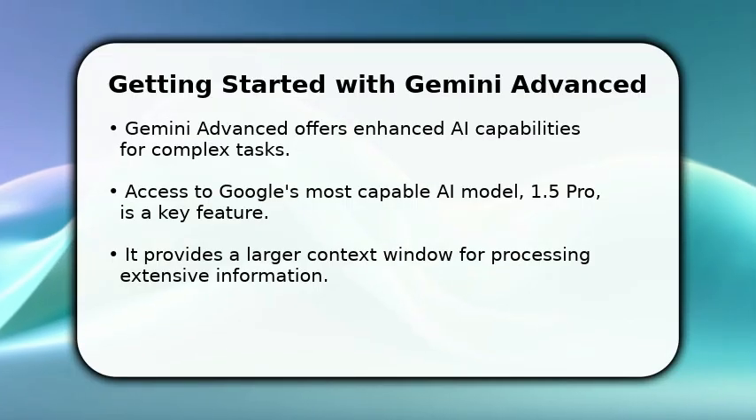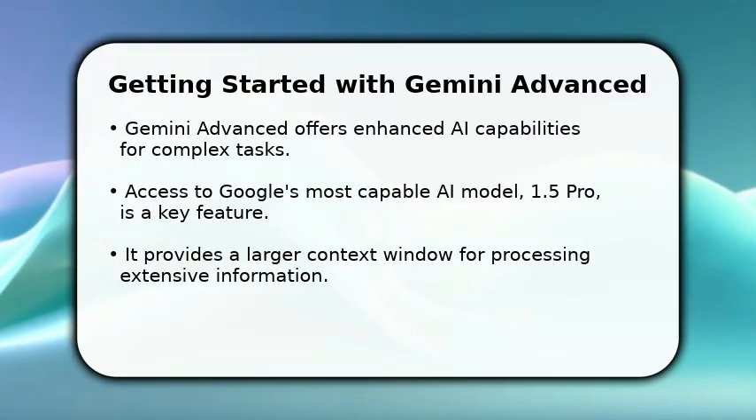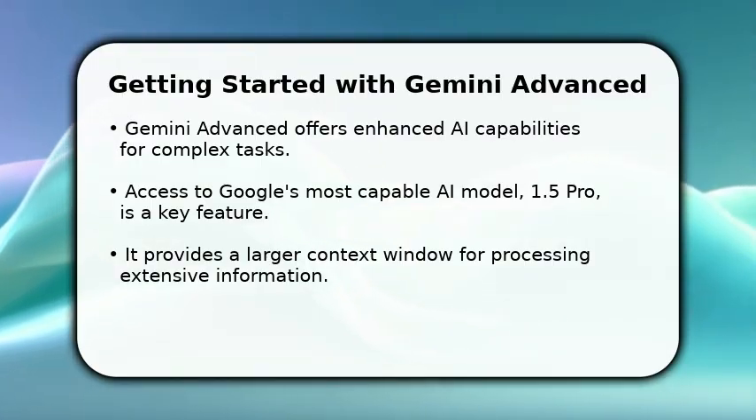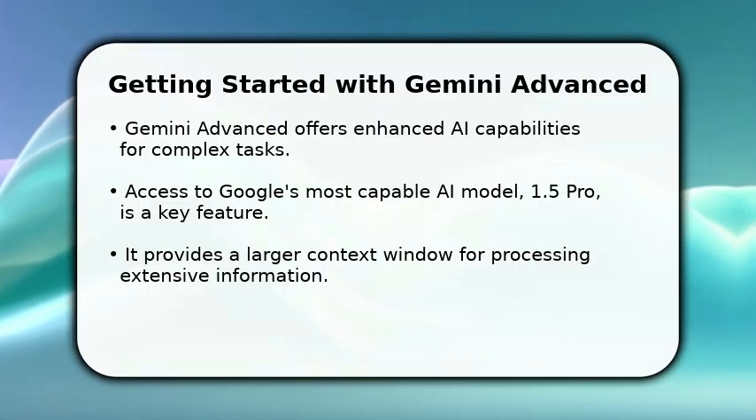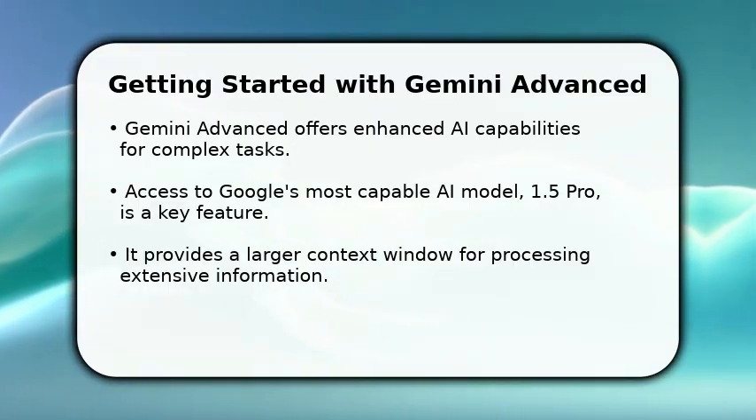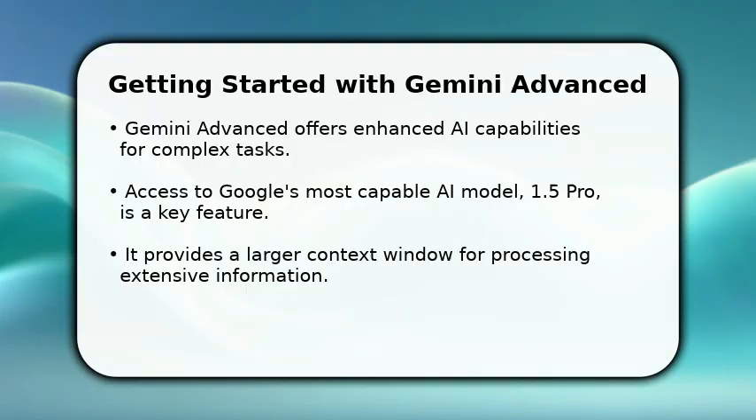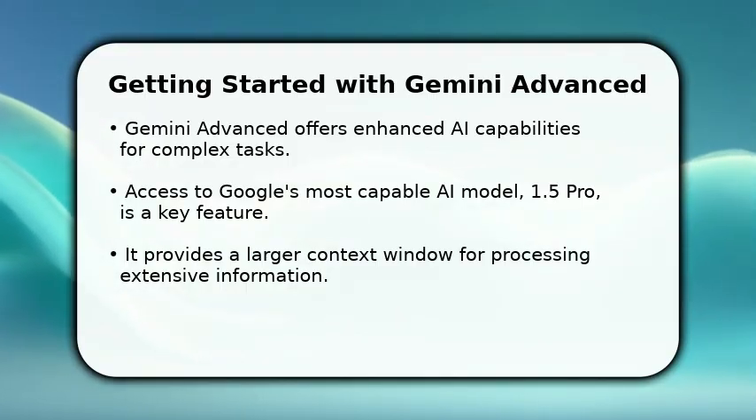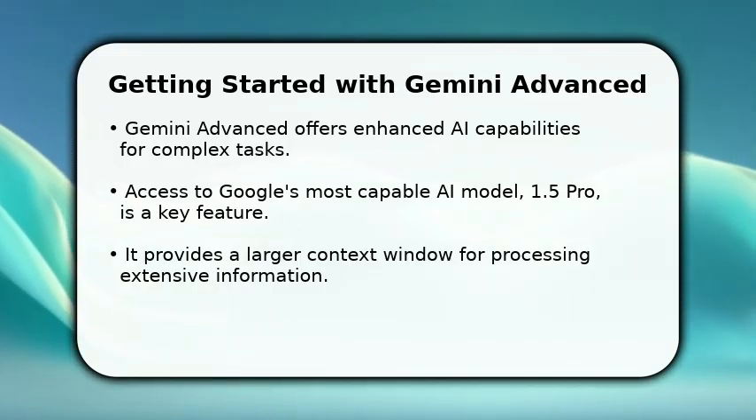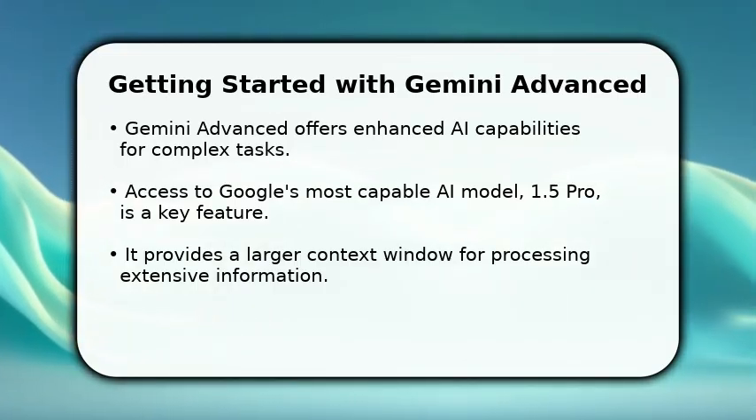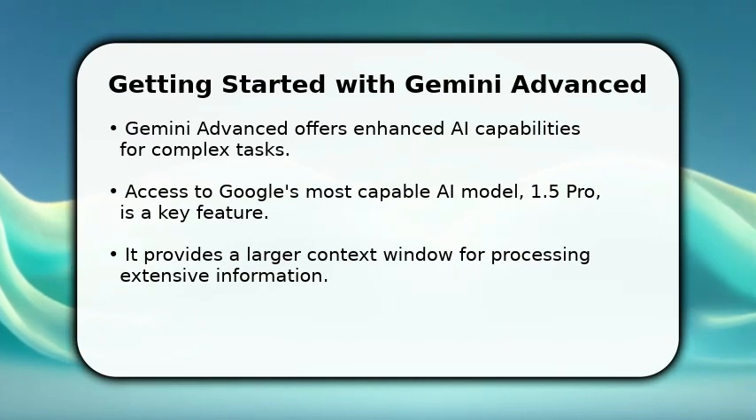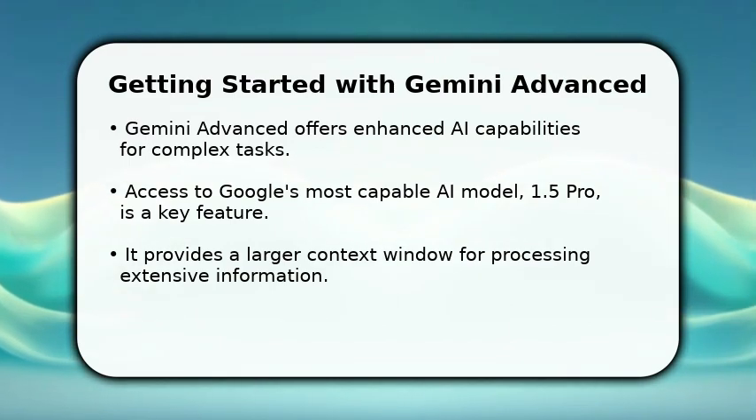In this video, I will explain how to buy Gemini Advanced. First, understand that Gemini Advanced is a premium subscription service from Google, offering access to their most powerful AI models. It's designed for users needing advanced reasoning, coding, and multimodal capabilities. This service significantly enhances your interaction with AI, providing a more sophisticated and efficient experience for complex tasks. It's a step up for anyone looking to leverage cutting-edge artificial intelligence.